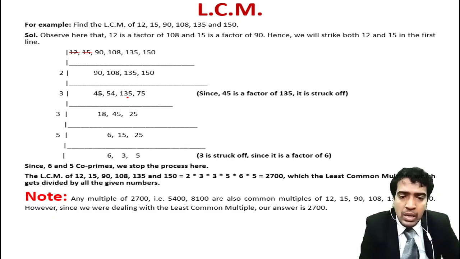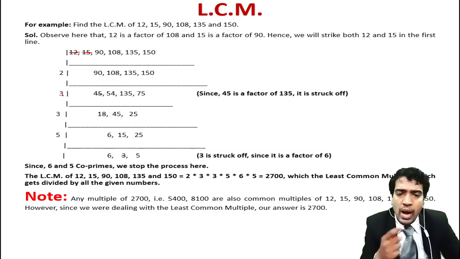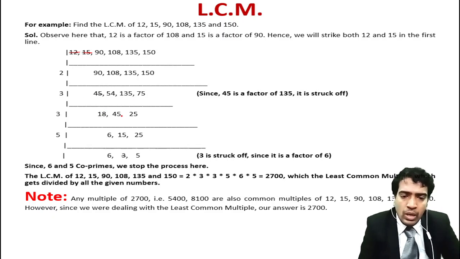Okay, now look at these numbers: 45, 54, 135 and 75. Because 45 is a factor of 135, I strike 45. And now all of them seem to be multiples of 3, right? They are not multiples of 2, so I cannot take 2. So I take multiples of 3. Okay, so I use 3 as a number and try to take those multiples. So 3 18s are 54, 3 45s are 135 and 3 25s are 75. Again, these three numbers are actually divisible by 3, so I take 3 again. 3 6s are 18, 3 15s are 45, and because 25 cannot be divided by 3, I carry it forward.